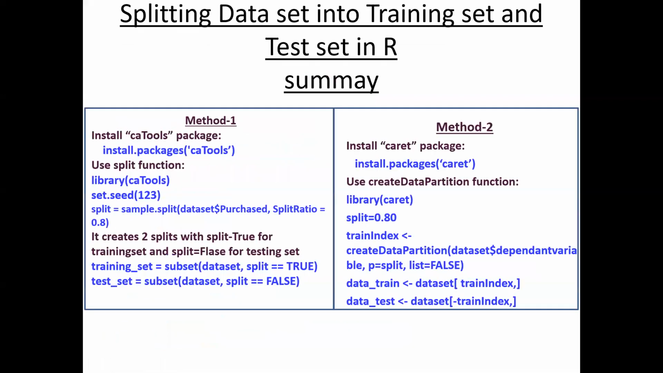Okay, so now I will summarize the methods before going to the practical session. This is method 1, use the caTools package. This is method 2, use the caret package. If you go for method 1, the function sample.split is used. If you go for method 2, the function createDataPartition is used. Now we will try to see this in RStudio.